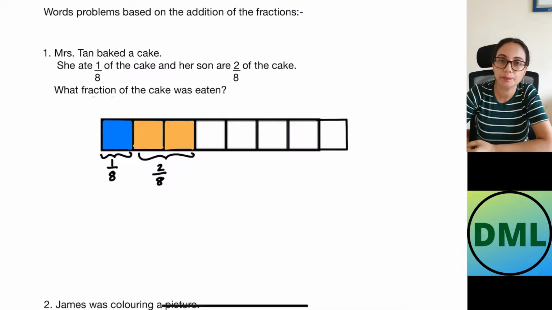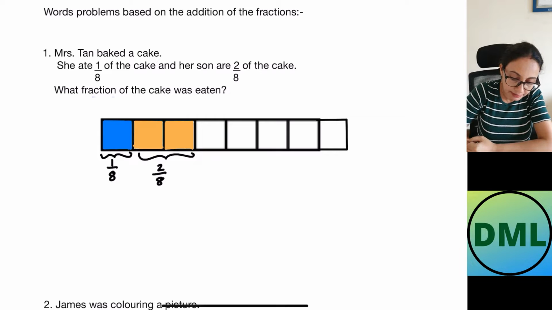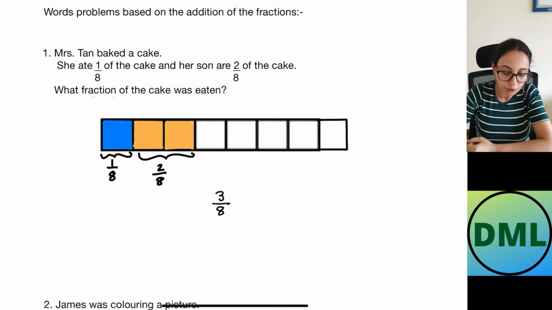Out of how many total parts? 1, 2, 3, 4, 5, 6, 7, 8. So out of 8 parts, right now 3 parts are shaded. This portion is given by 3/8. What fraction of the cake was eaten? So the answer is 3/8. Out of 8 parts, 3 parts are eaten. Now how did we get that answer?